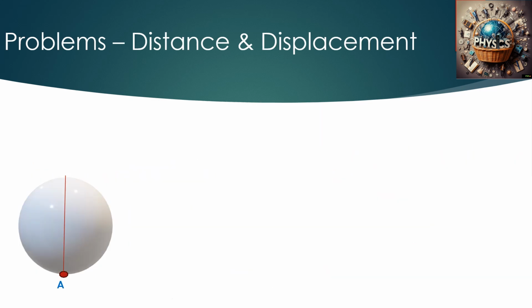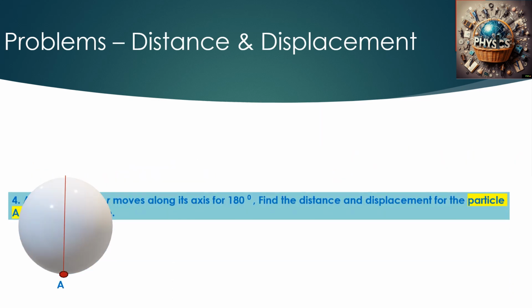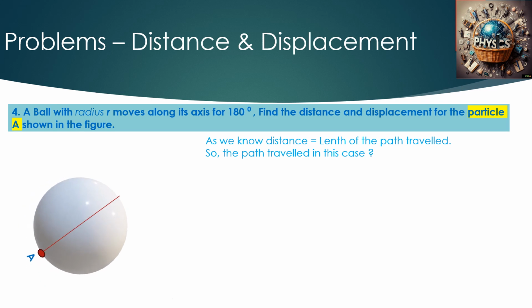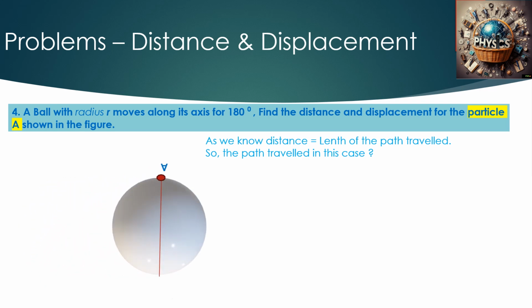So let's attempt the next question. And the question is, a ball as shown below moves along its axis by 180 degrees. We need to find the distance and displacement of a particle A as shown in the figure. So this particle A is down and it moves by 180 degrees. So let's move this ball forward. All right, so we are moving this ball forward. We can see it has moved by 180 degrees, which means that the A has become inverted. It comes to the top. And this was the previous position here.